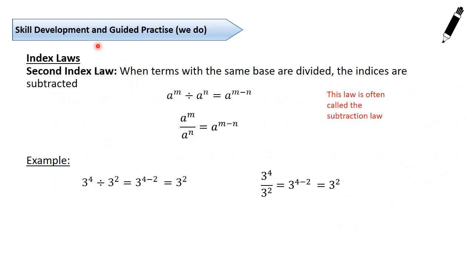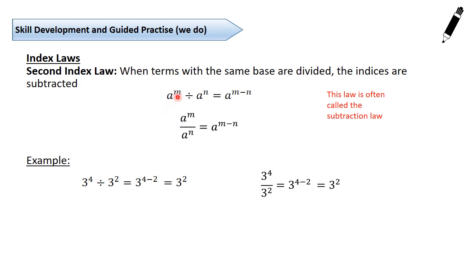Okay, so if we had a first index law, it makes sense that there are a couple more kicking about, and we're going to have a look at the second one. Again, I expect you guys to be copying down these notes in your math books. The second index law states that when terms with the same base, so we still require them to have the same base, are divided, the indices are subtracted. And we can see our law written out here.